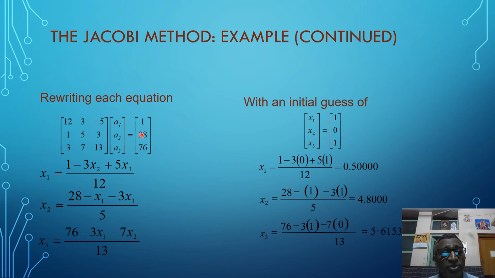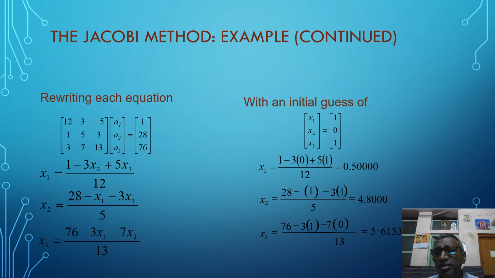As before, we are writing x1 in terms of x2 and x3, x2 in terms of x1 and x3, x3 in terms of x1 and x2, and then we substitute the initial guess 1, 0, 1 in this, and I am getting 0.5, 4.8 and 5.61. This is the first iteration. Similarly, we can go for the second iteration by substituting these values. Then we can go for the third iteration by substituting the values of the second iteration, and so on.